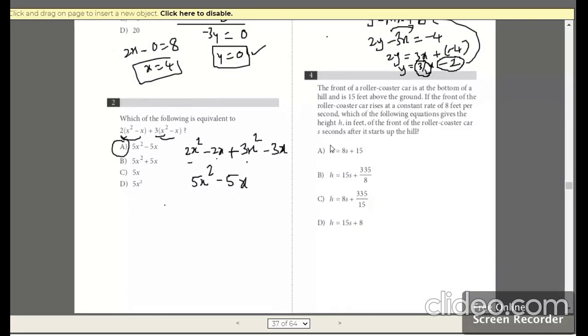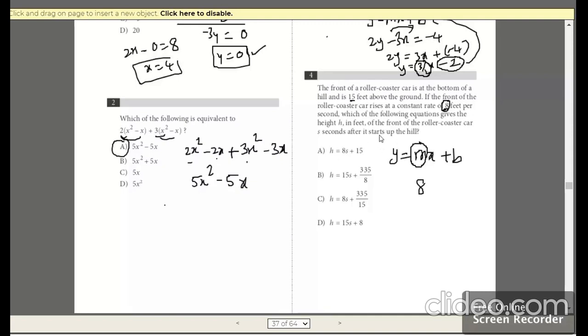Moving on to this one, the front of a roller coaster car is at the bottom of the hill and 15 feet above the ground. If the front of the roller coaster car moves at a constant rate, which of the following equations gives the height? So as we discussed in the earlier question, y is equal to mx plus b is the slope intercept form that we have, and this m indicates the constant. As you can easily see here, the constant rate is 8 feet.